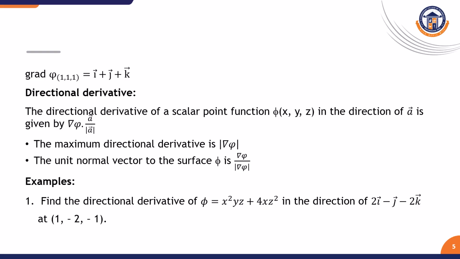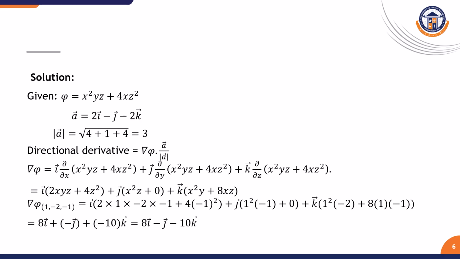The first problem is to find the directional derivative of phi, where phi is a scalar point function, in the direction 2i vector minus j vector minus 2k vector, which is denoted as a vector. Then one particular point is given. The given scalar point function is phi equal to x square yz plus 4x z square. The vector in the direction a is 2i vector minus j vector minus 2k vector.